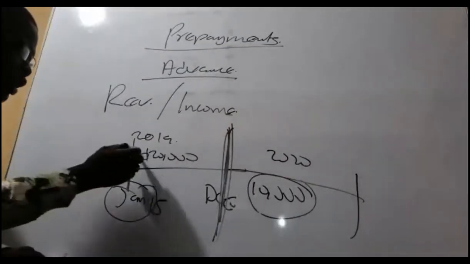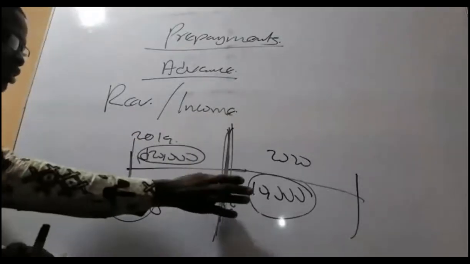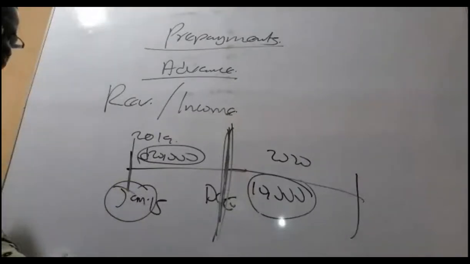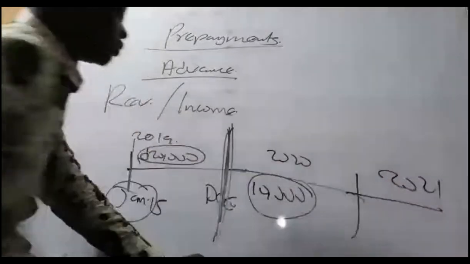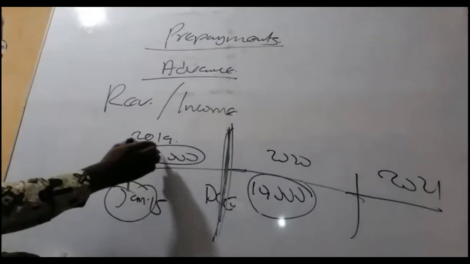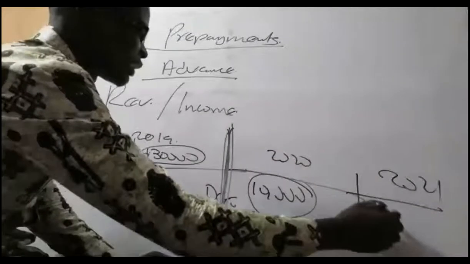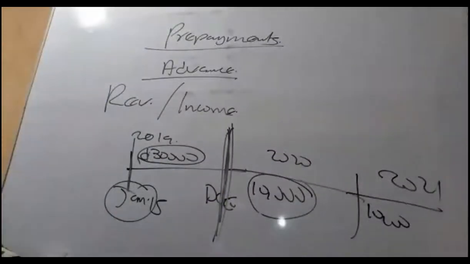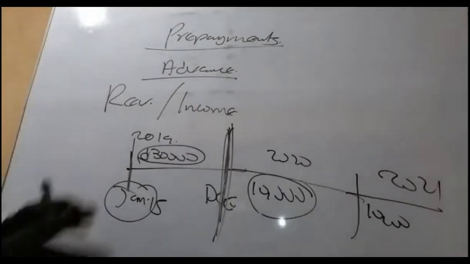Even though you paid 20,000 to the landlord, 10,000 of it should not be included. Let us say you paid 3 years, so 2021 as well. That means you give the landlord 30,000 cedis. So both 2020 and 2021 rent is not part of this year's. So how do you do it? You have to subtract it because it's not for this year.